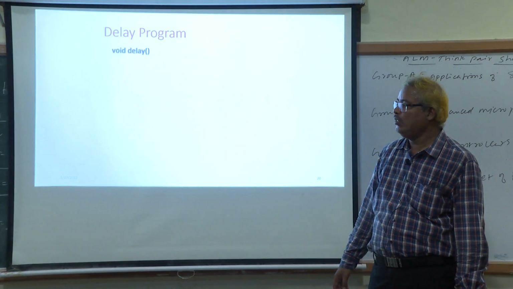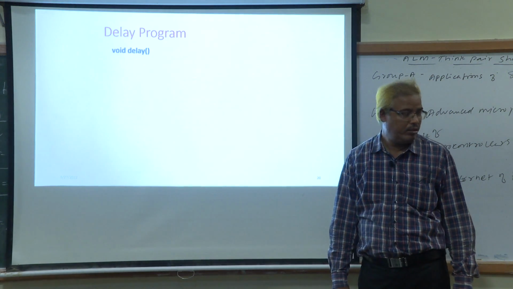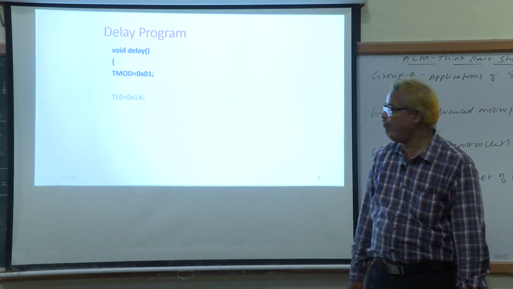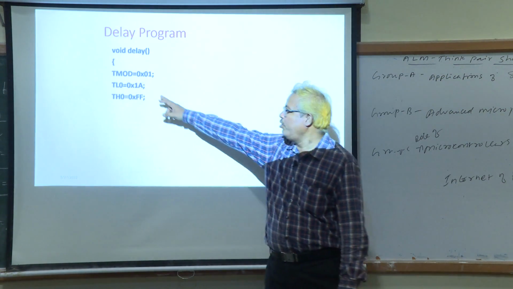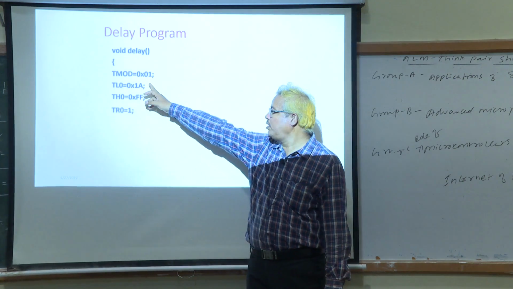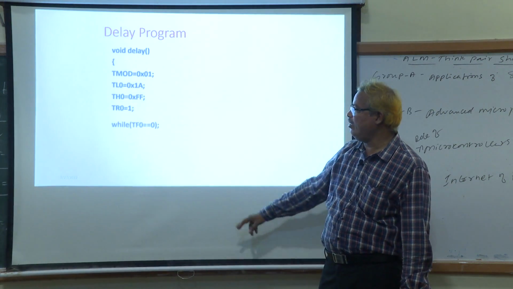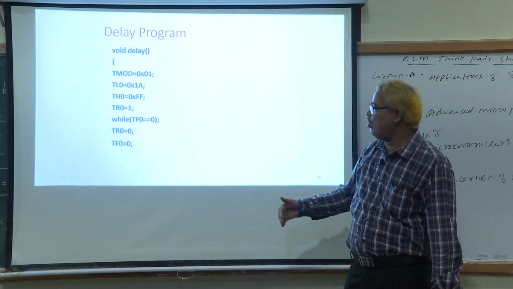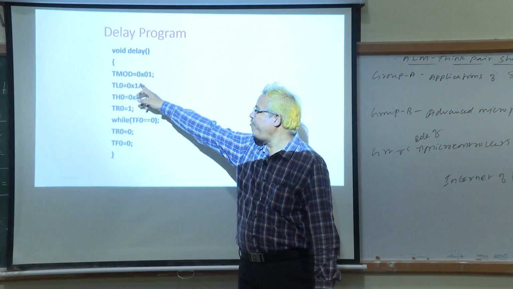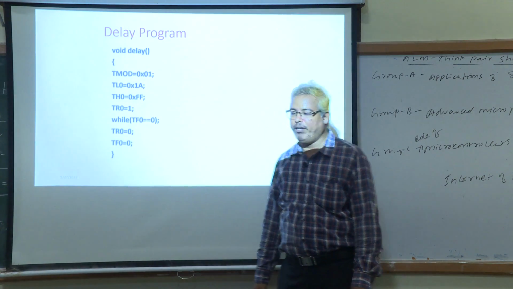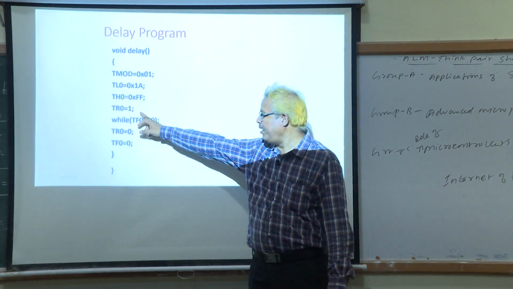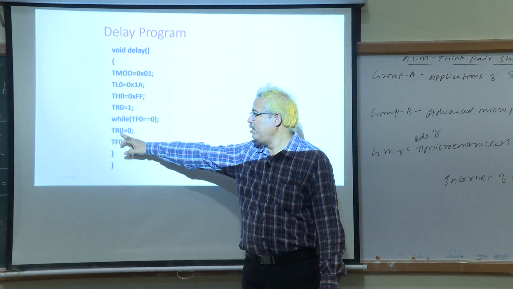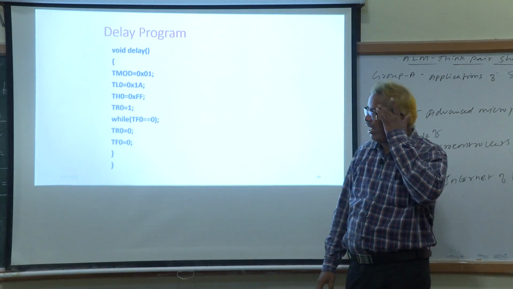Then the delay program: void delay. We need to create that 250 microsecond delay for the on period and off period. So TMOD is equal to 0x01, so we use timer 0 in mode 1. The value loaded is FF1A in TH0 and TL0. Once we load the initial value FF1A, we will get a delay of 250 microseconds. Then start the timer and test the flag. If there is an overflow, it comes out of the loop. Then stop the timer and reset the flag.